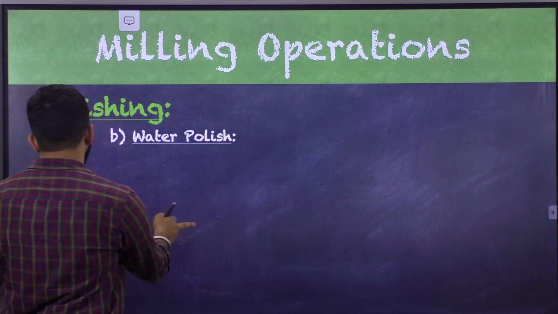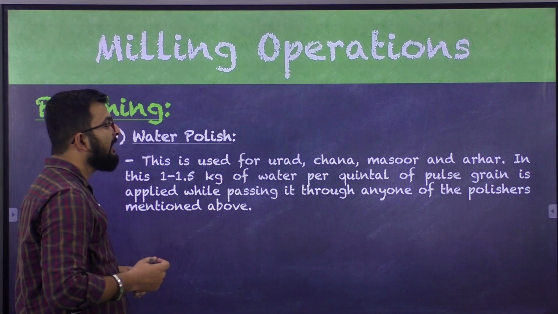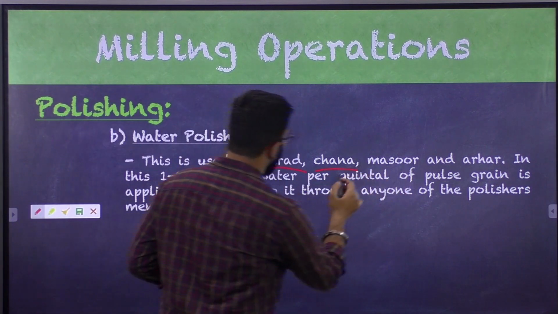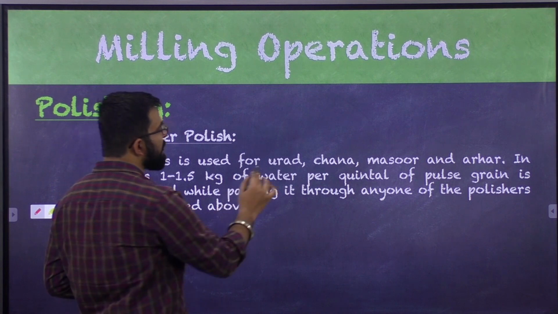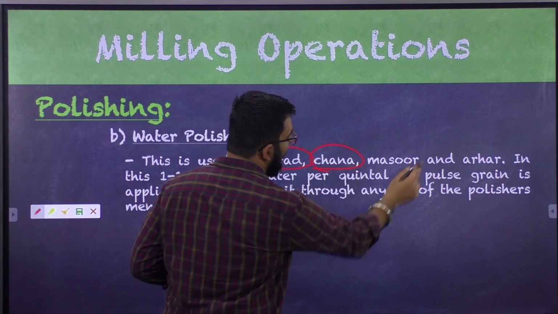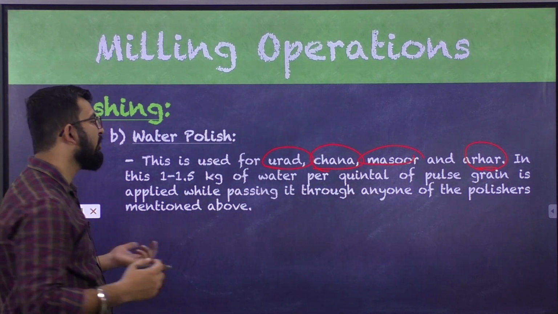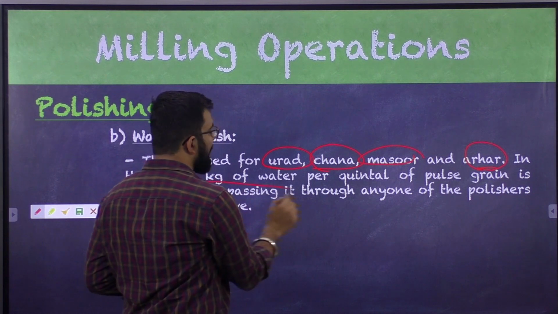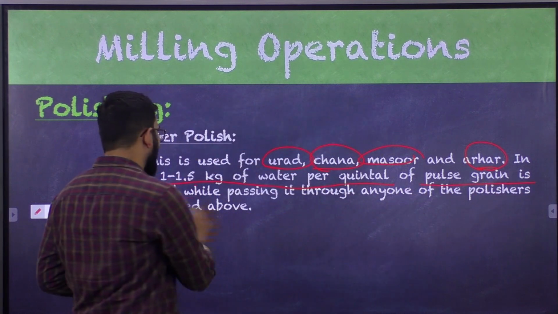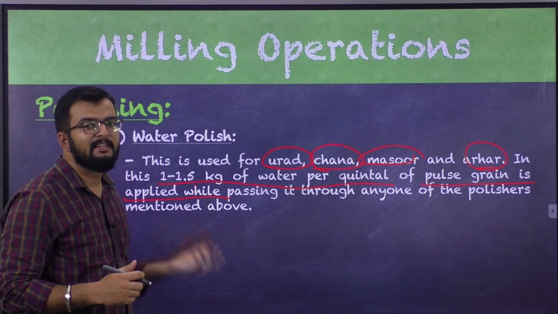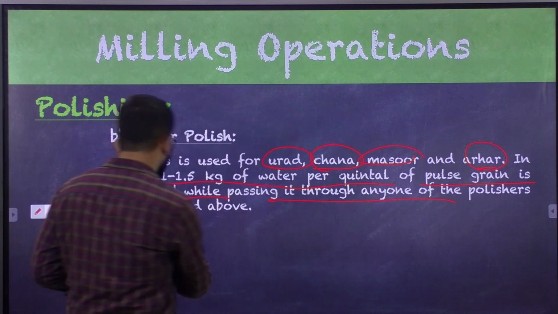Okay, second polishing is water polish. Water polishing is used for dal or pulses like urad, chana, masoor, arhar dal. Okay, so in this, 1 to 1.5 kg of water per quintal. You need to remember this: 1 to 1.5 kg of water is applied per quintal of pulses while passing it through any one of the polishers mentioned above.